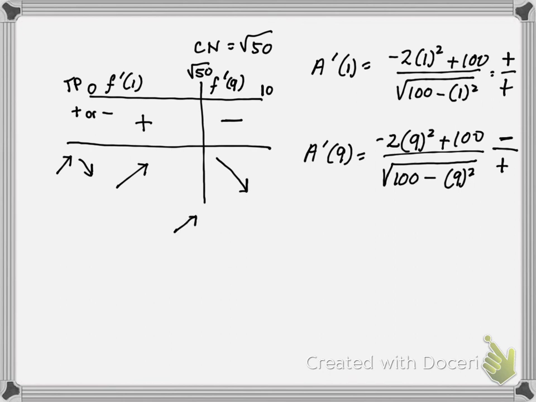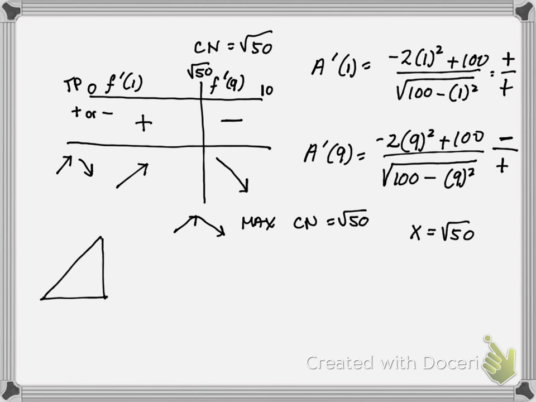Putting those pieces together, this gives me a max at the critical number of square root of 50. Remember that this was my x value, the length of that triangle. So x is the square root of 50. Now we have to go get the y, and check it. The y should be the square root of 50 if the rectangle is a square. Just to remind you, here's what we had: x, and we had the y, and this is 10. If x equals the square root of 50, then y should as well.